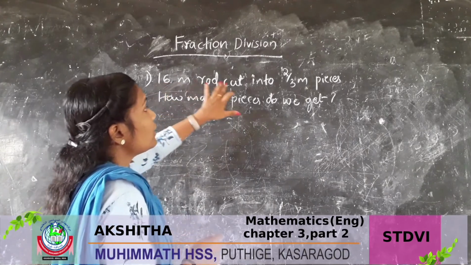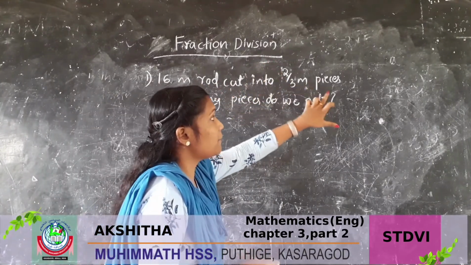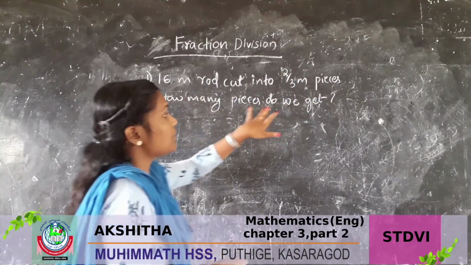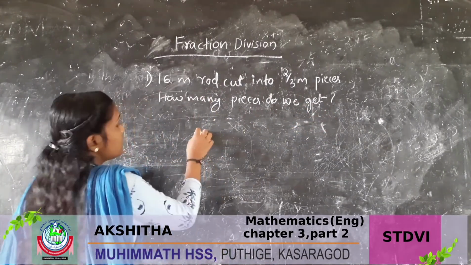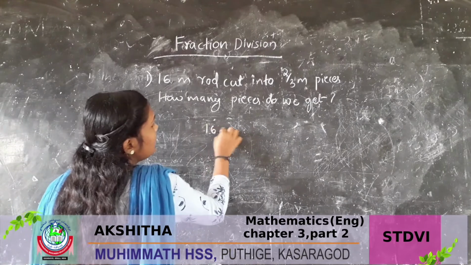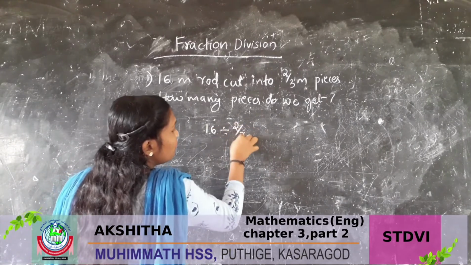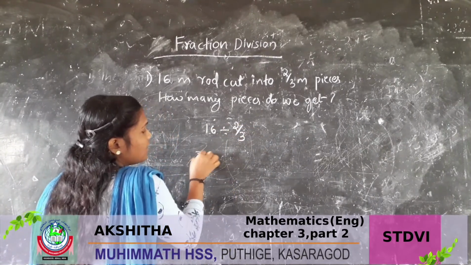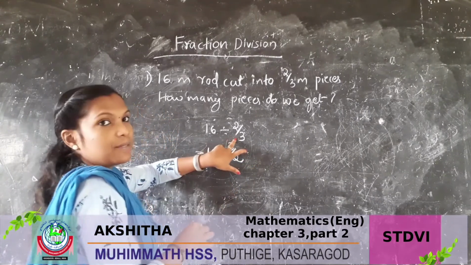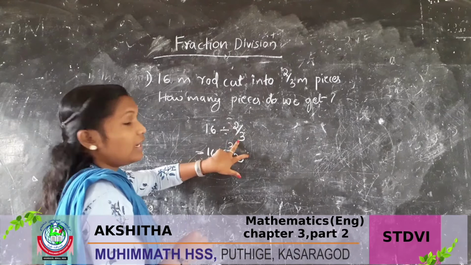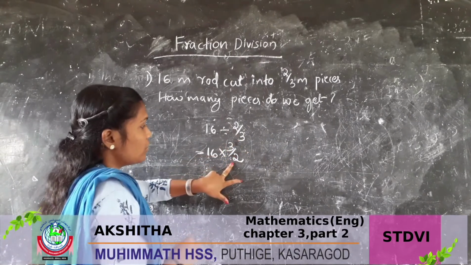Look at the question here. 16 meter road cut into 2 by 3 meter pieces. How many pieces do we get? Here we have to divide. Let us see the answer. 16 divided by 2 by 3. Next step, 16 into 3 by 2. Again reciprocal. Okay. 2 by 3 we should write as 3 by 2.